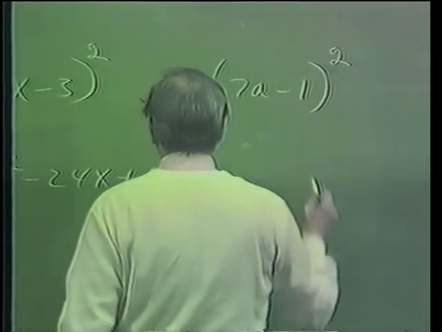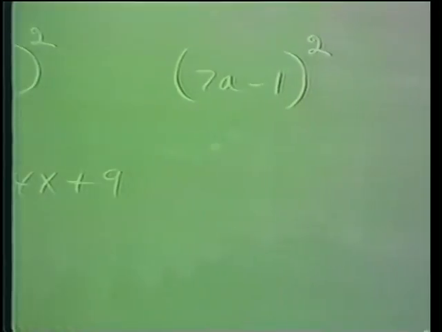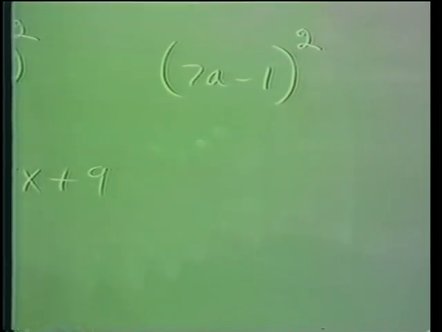Quantity 7a minus 1 squared. Kathleen? 14a squared minus 14a plus 1. One mistake, your first term.